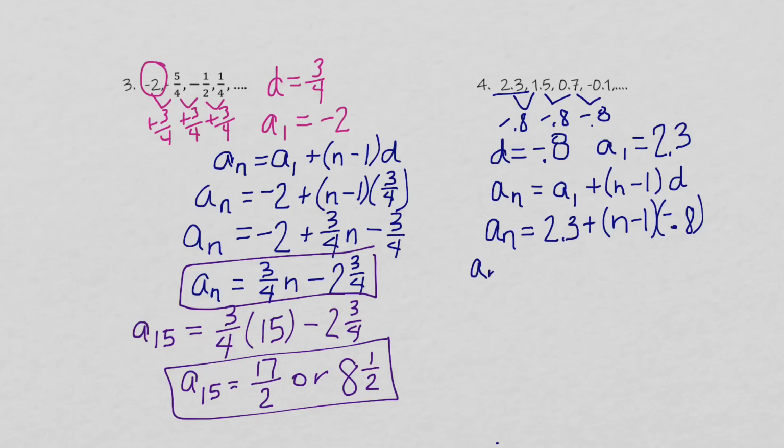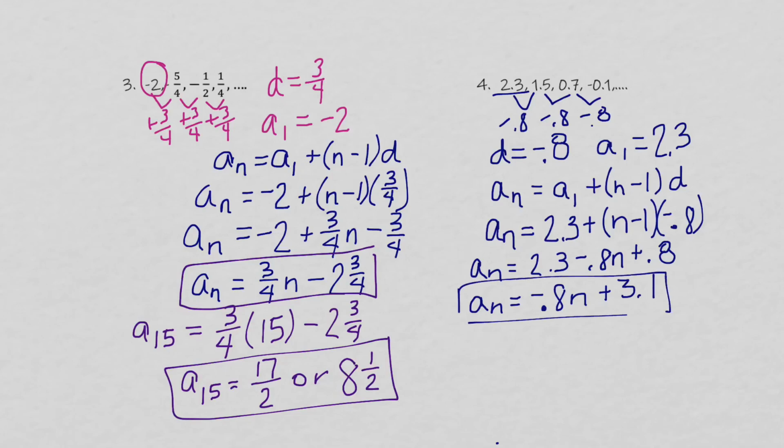I'm going to multiply that out. So 2.3 minus 0.8n plus 0.8. Make sure you really watch your signs there. Distribute them correctly. So I get negative 0.8n plus 3.1. So there's my general rule. And then let's plug in a sub 15. So negative 0.8 times 15 plus 3.1. And I would end up with negative 8.9.